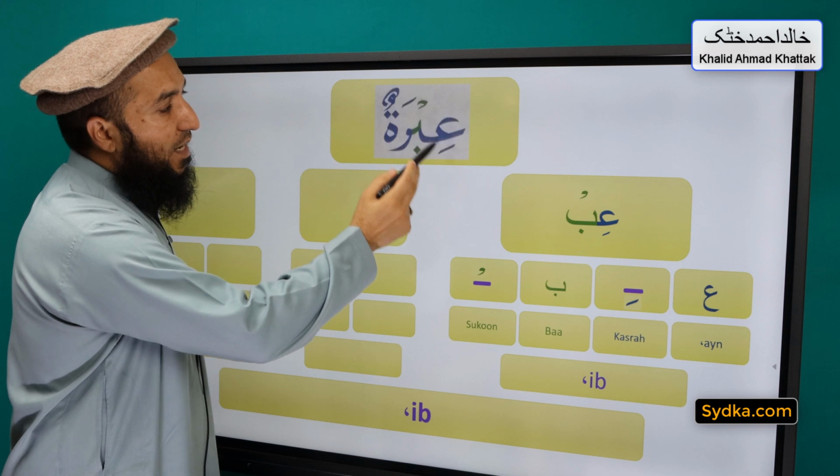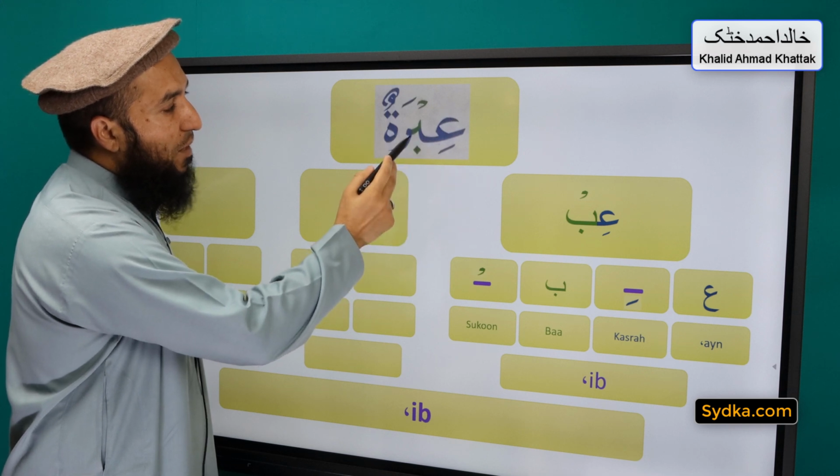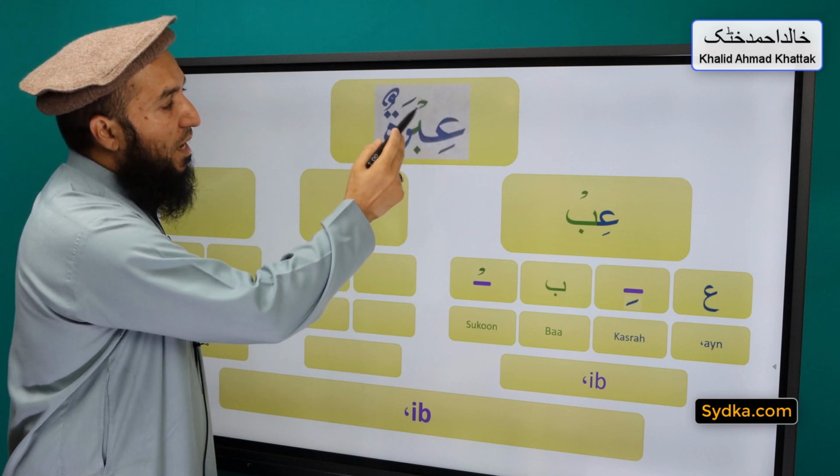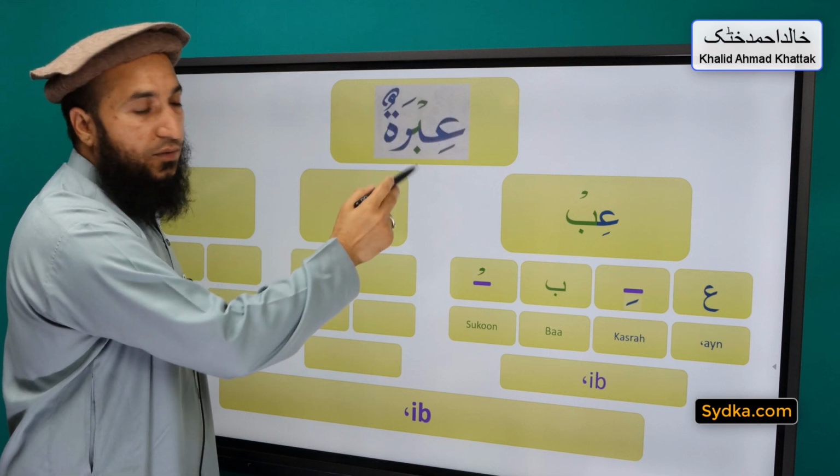Ayn is a light letter, it has kasra underneath, it is followed by ba. Ba has a sukoon, and this ba has the property of qalqala, extra movement and vibration of the makhraj. Ayn kasra ba sukoon ib.